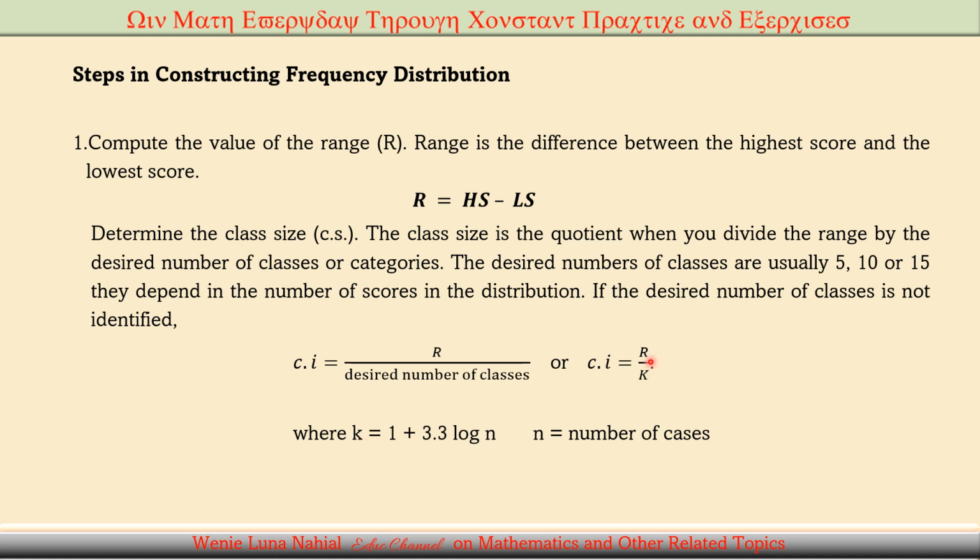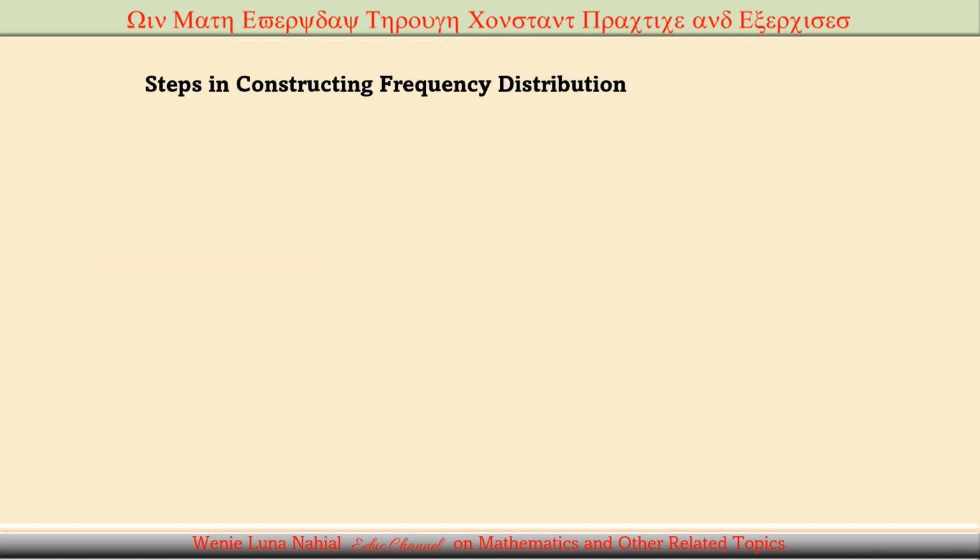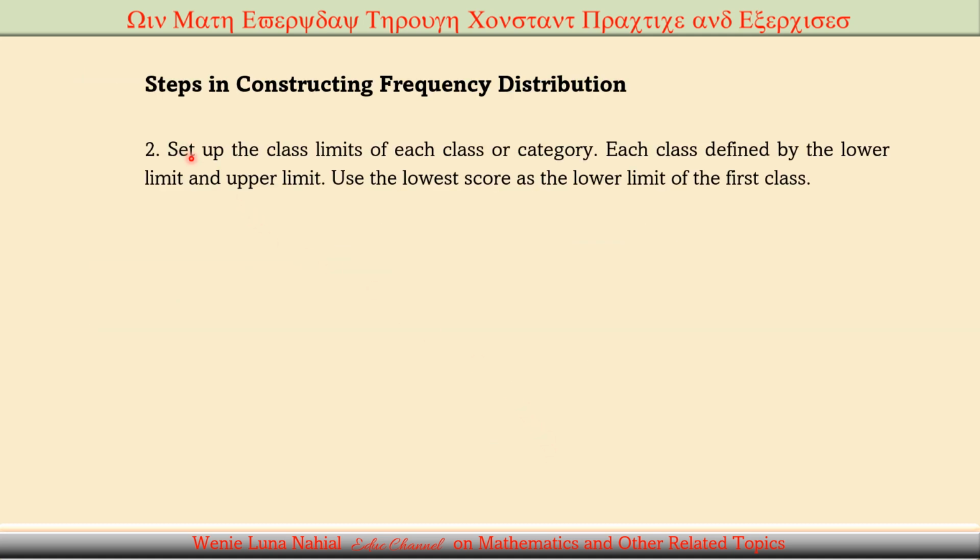Now, the range can be easily obtained or determined because all you have to do is find the highest score and the lowest score. But the value of k, you have to do some calculation. Our k here is 1 plus 3.3 times the logarithm of n, where n is the number of cases or the number of observations.